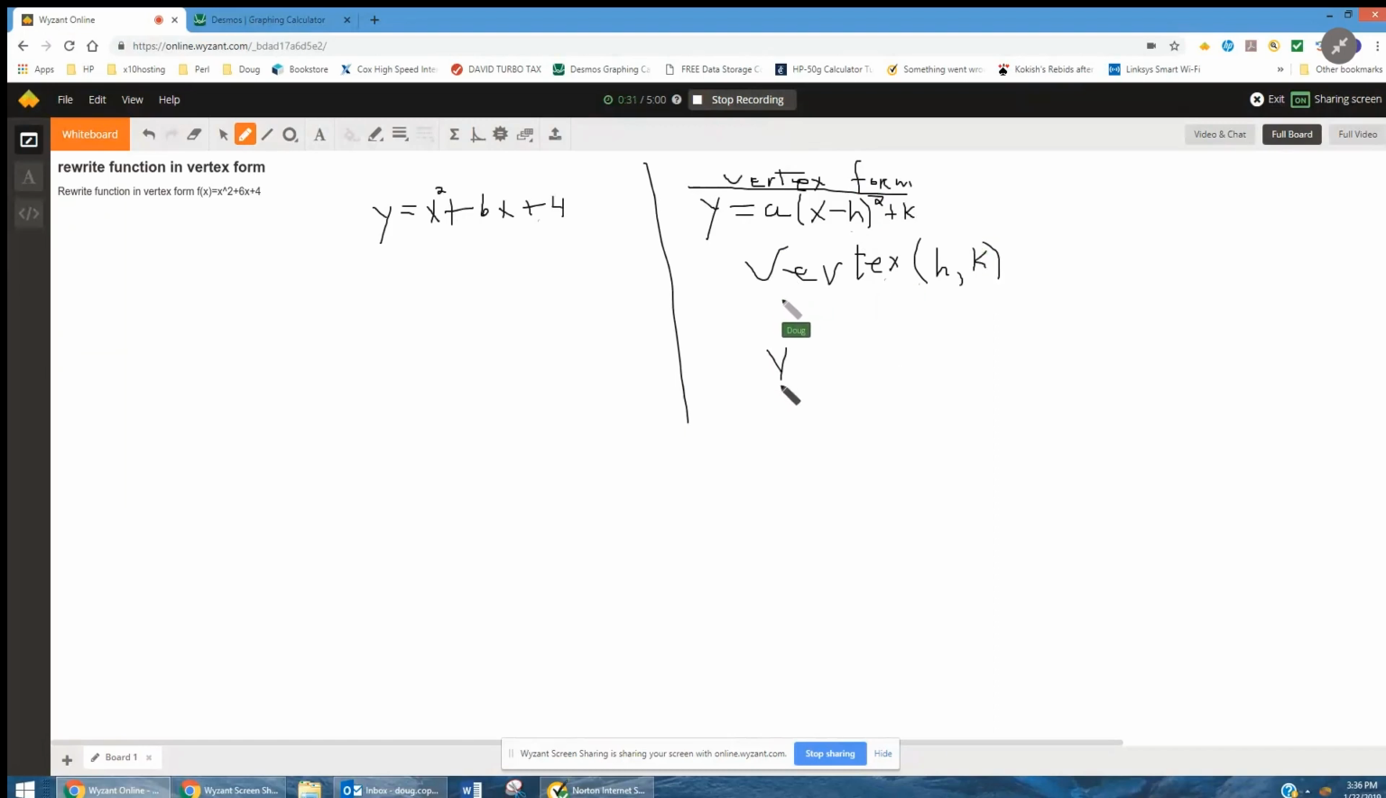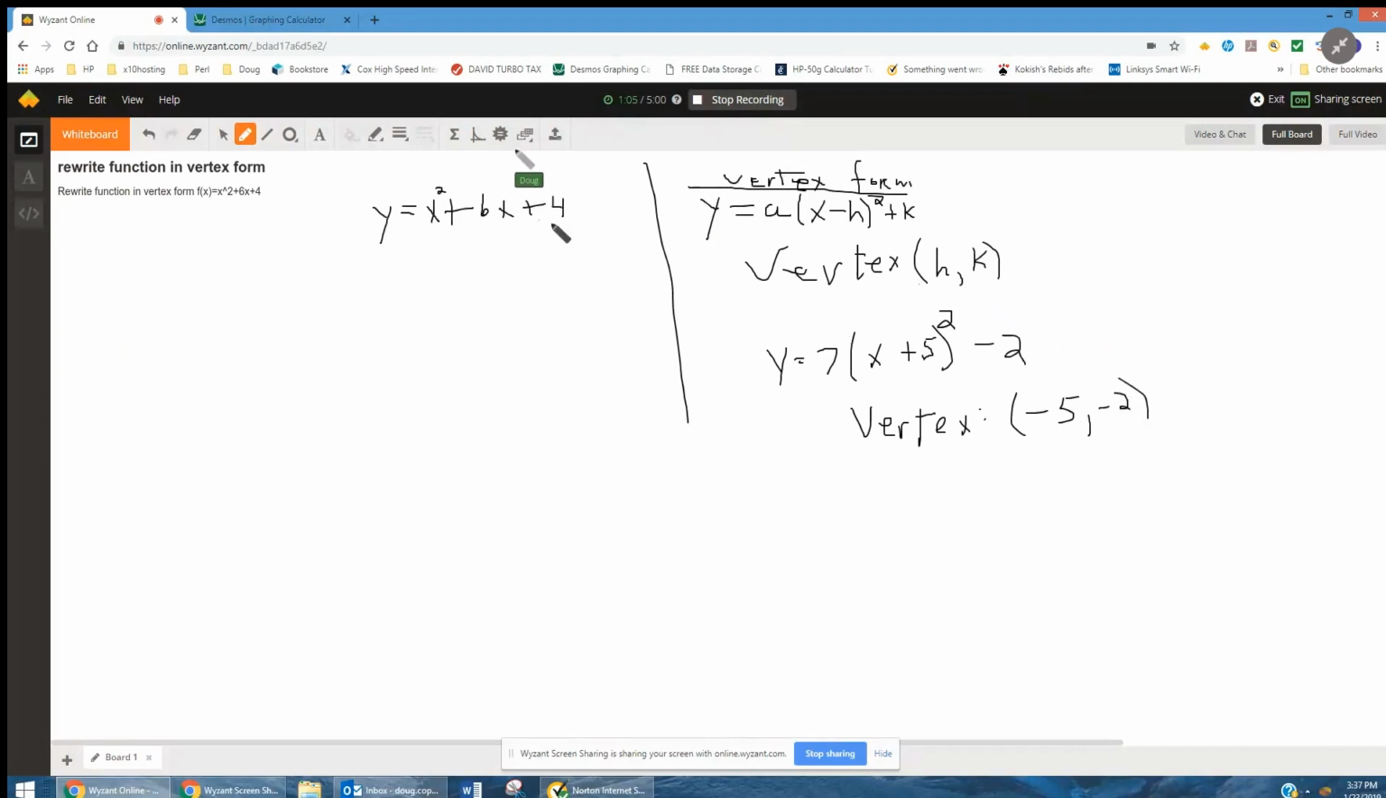For example, if you have y equals 7 times the quantity x plus 5 squared minus 2, the vertex will be at, well, this has to be a minus sign here, so you have to think of this as the opposite of positive 5, which would be negative 5. So the vertex is at minus 5 and k is minus 2.